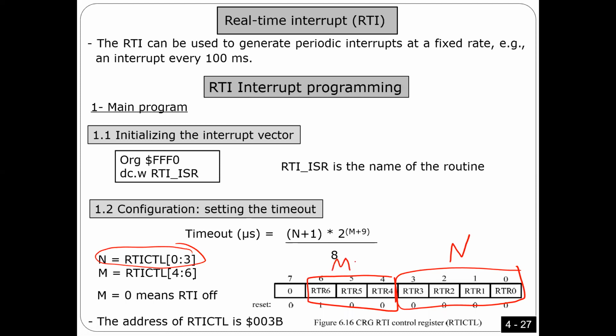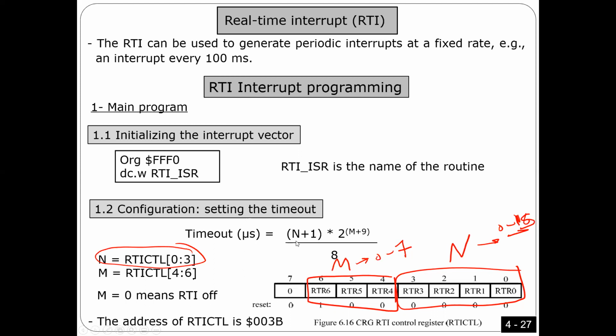Right. So M can take a number from 0 to 7, right? Because it's 3 bits. N should take a number from 0 to 15, because it is 4 bits. Is that okay? So based on the number you select for N or M, you can select different time. Okay, that's good. But how can I come up with the relation between this number and the timeout?